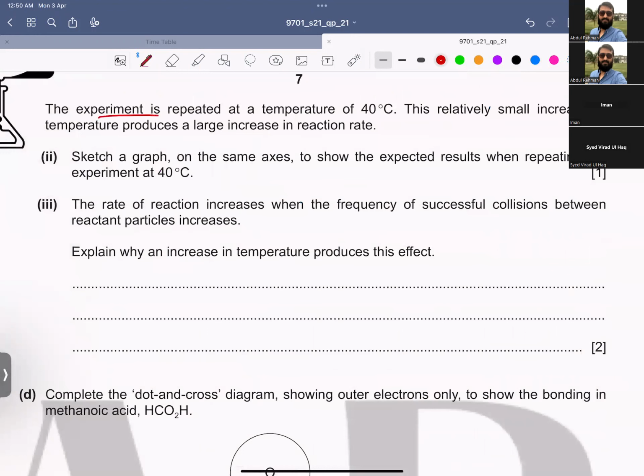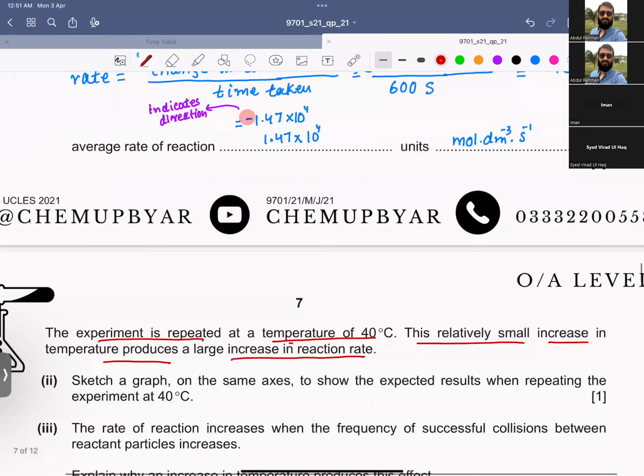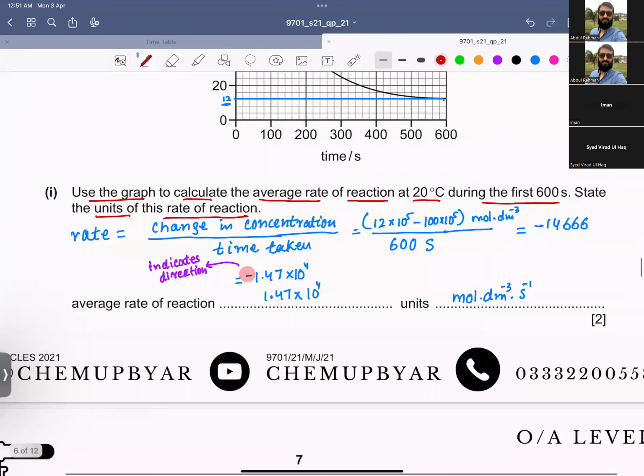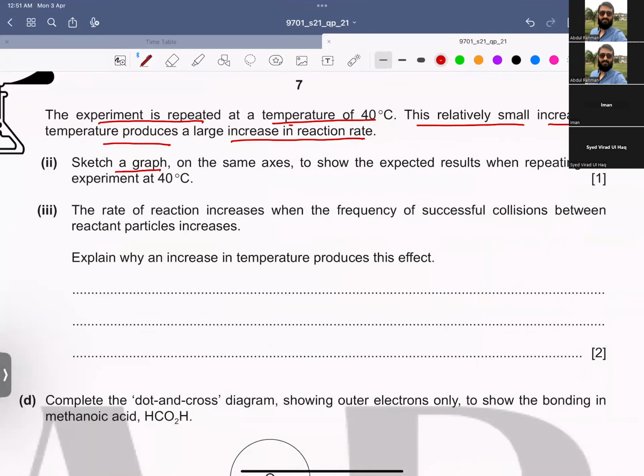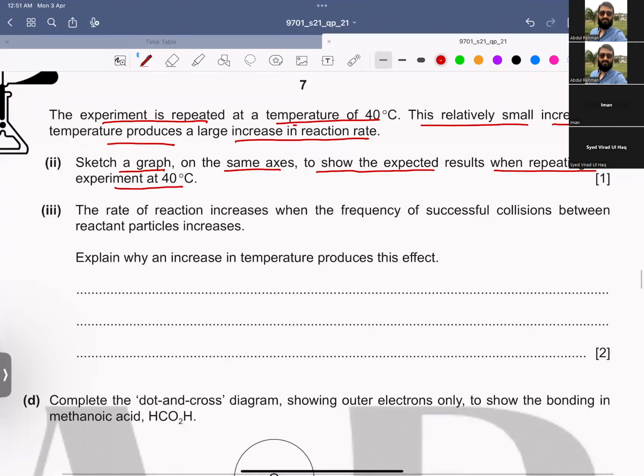The experiment is repeated at temperature of 40 degrees Celsius. This relatively small increase in temperature produces a large increase in reaction rate. Okay, so the initial temperature was 20 degrees Celsius. That's what they have mentioned over here. Sketch a graph on the same axis to show the expected results when repeating the experiment at 40 degrees Celsius.